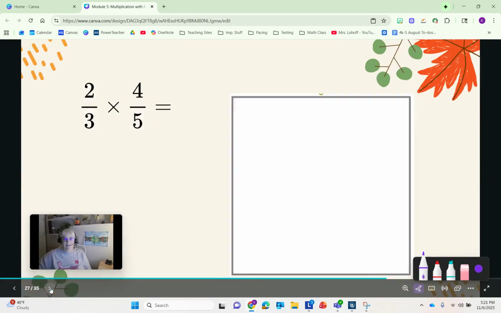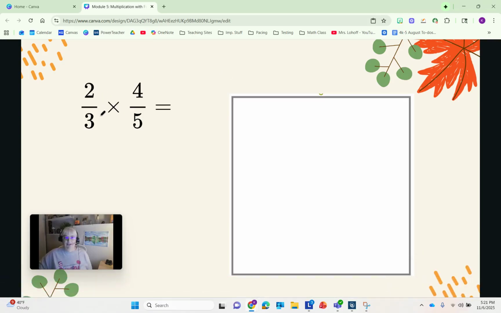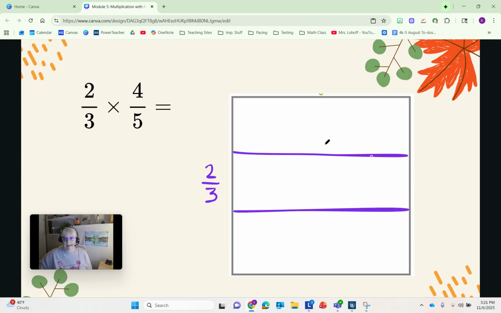All right, another example. This time, I just have a blank slate. I'm going to multiply 2/3 times 4/5. So on this side, I'm going to represent 2/3. Okay, I have that in thirds.